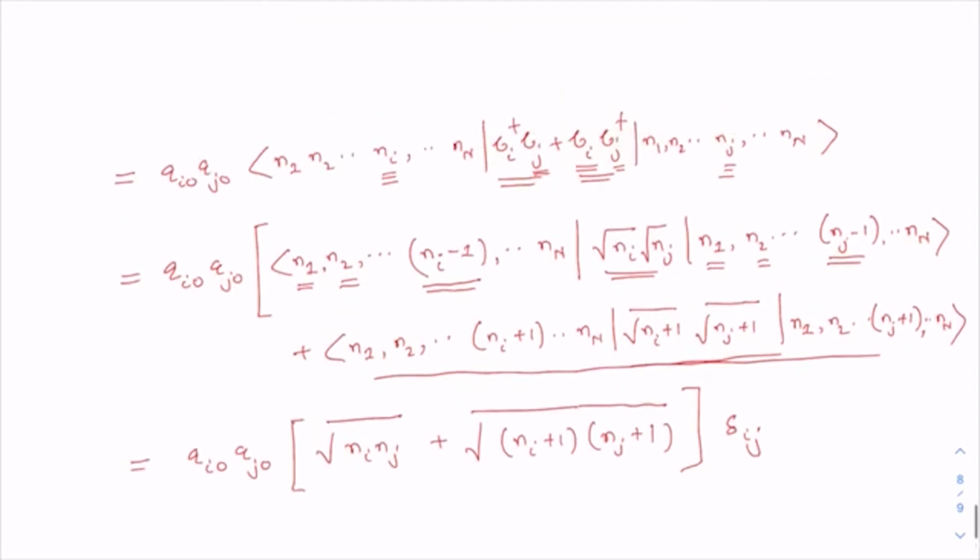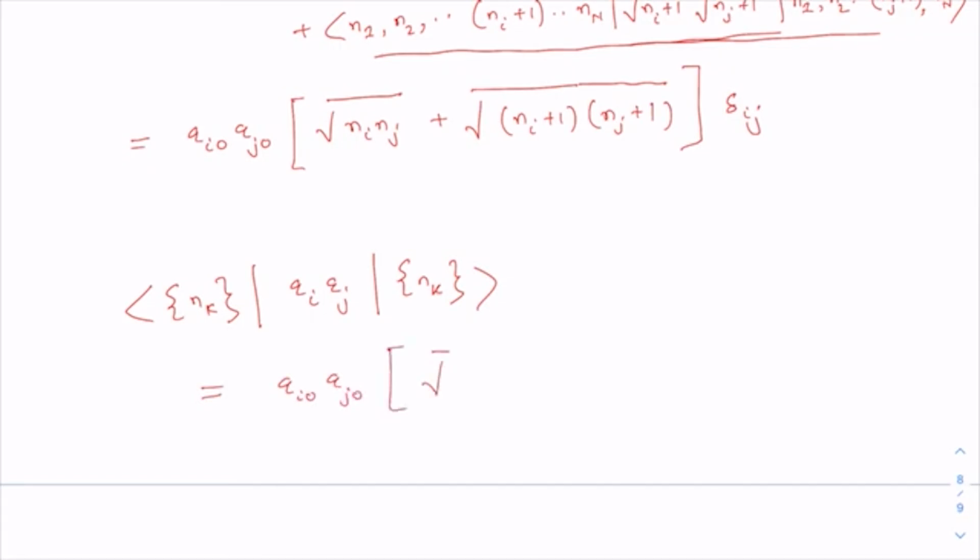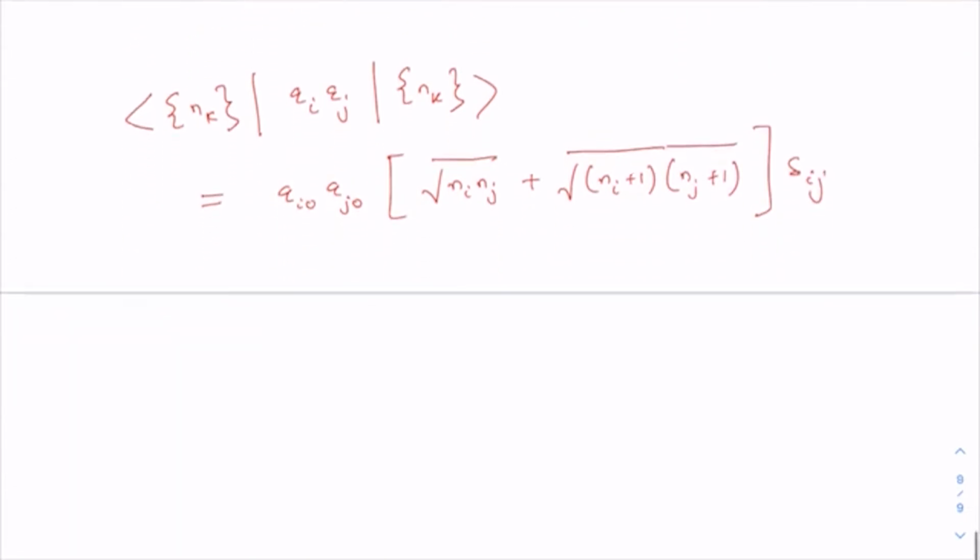So therefore we have evaluated, let me write it again here, this particular quantity, the scalar product of qi and qj. We got qi0 qj0 times square root of ni nj plus square root of ni plus 1 into nj plus 1, times delta ij. Okay, now let us proceed further.